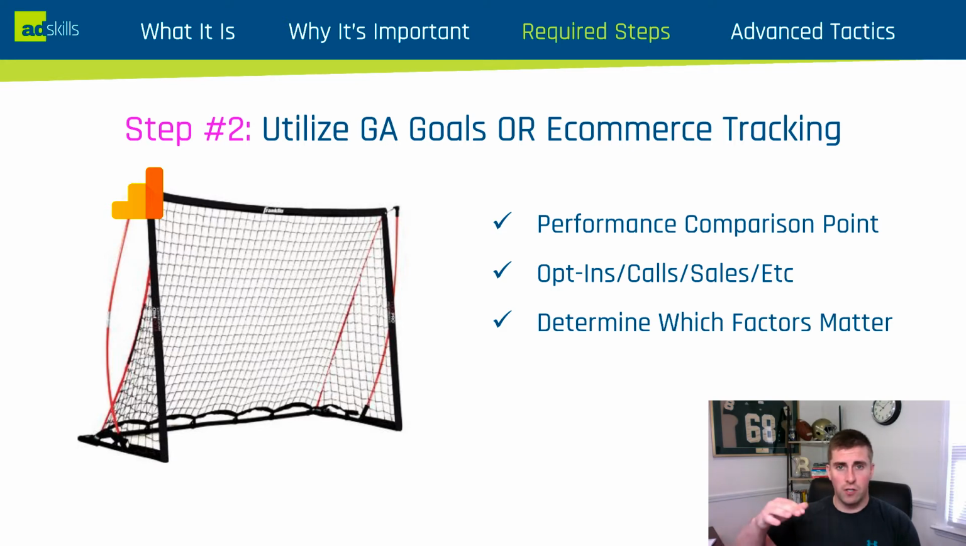So is the goal the thank you, someone hits the thank you page of an opt-in or they buy a product. It allows you to have that comparison point. And then what we're going to do is take all of those different factors that we're using inside of our analysis and compare them in relation to that point to see how the conversion rate differs, which ones we should cut, and which ones we should keep.